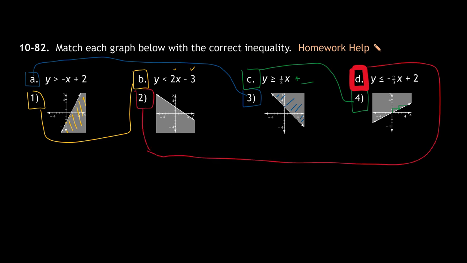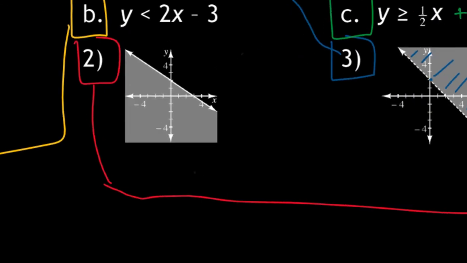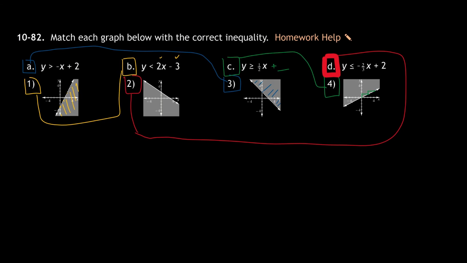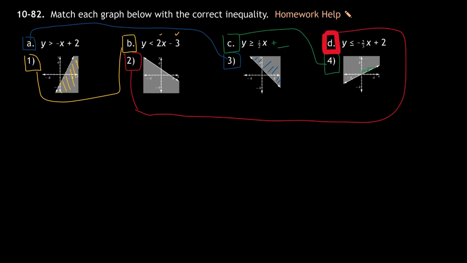But do notice that it's less than or equal to. That is a solid boundary line, and it's shaded below it. It has a y-intercept at 2, and the slope pattern for that is down 2 over 3. So looks fabulous. All right, that's it for question 82.